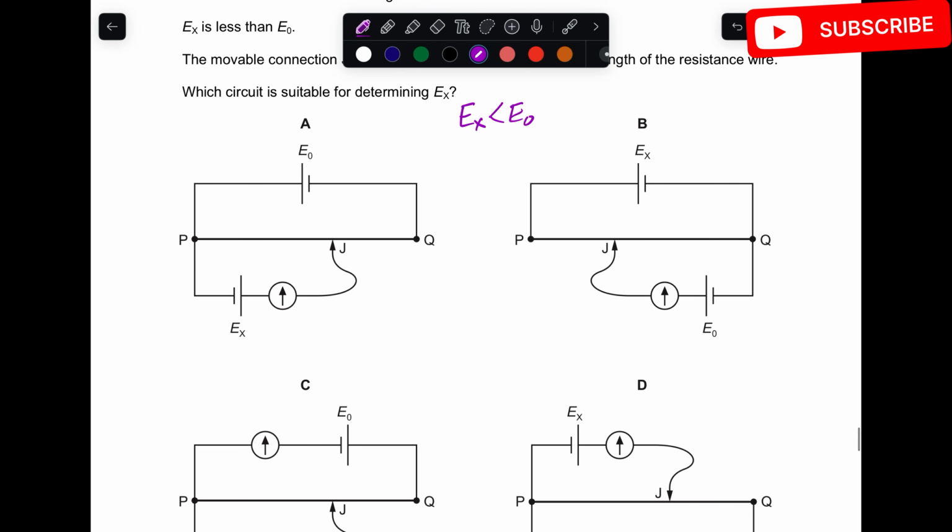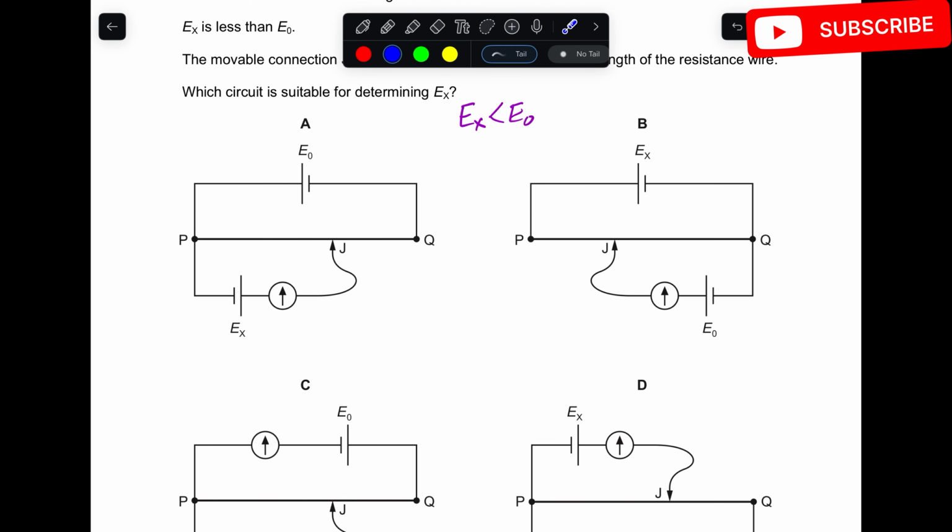Okay, so let's start from A. In A there is an issue with the polarity. This is positive, this is negative, this is negative. So they will never give you, basically, the concept is for the null galvanometer. When the voltage across this wire and this voltage are equal, the galvanometer gives you the null value, and then you can compare this voltage with this voltage. Then you know they are equal to each other and you can find the unknown.